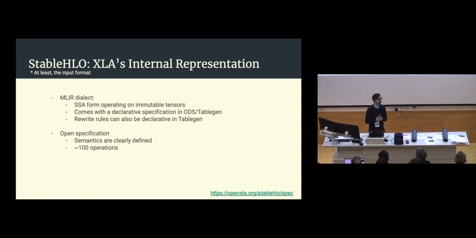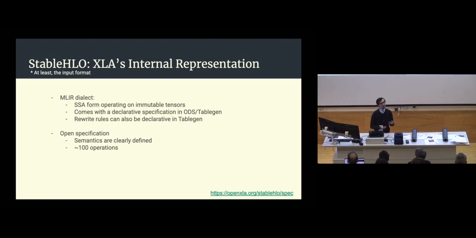So XLA works on a representation called StableHLO. HLO stands for high-level optimizer, but basically you can think of it as roughly 100 operations on tensors. Many of them like element-wise addition. You probably know about them, like half of them are that. There are matrix multiplications, tensor products, convolutions, usual suspects you would see in a machine learning workload. It's a spec. So all the semantics are clearly defined, and it's easy to create more or less reasonable rewrite rules on those. And then it comes in the form of the MLIR dialect.